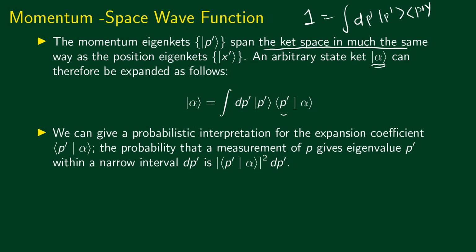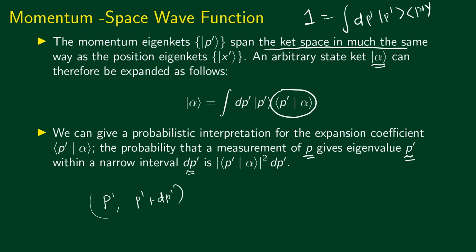So we can, as we did in the case of position basis, write this as a function of p prime. We'll do that. Now, as usual, these expansion coefficients also have a probabilistic interpretation, just like in the case of position, so we'll just state it here. The probability that a measurement of momentum gives an eigenvalue p prime within a narrow interval dp prime. We are asking, what's the probability that the momentum is between p prime and p prime plus dp prime?